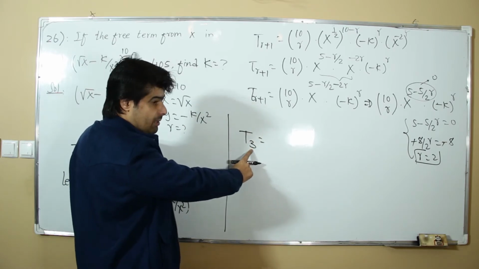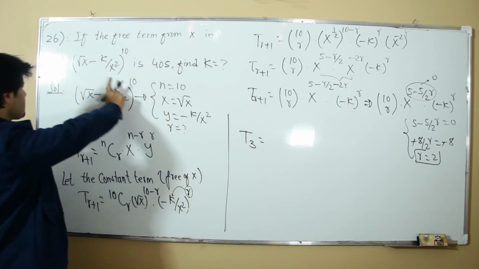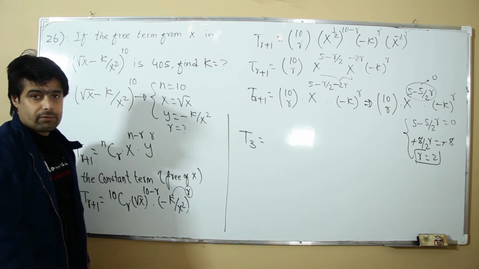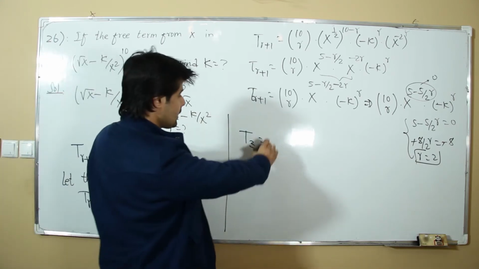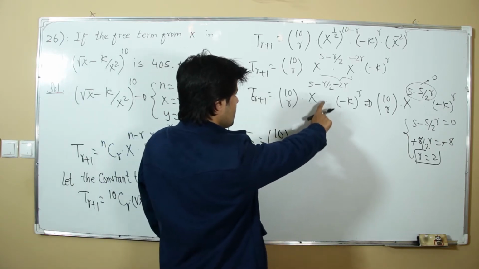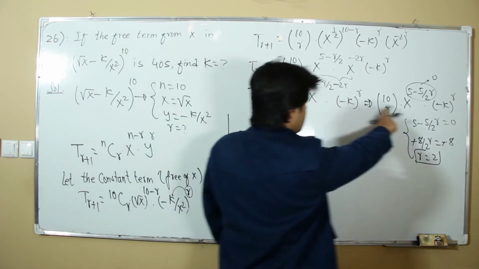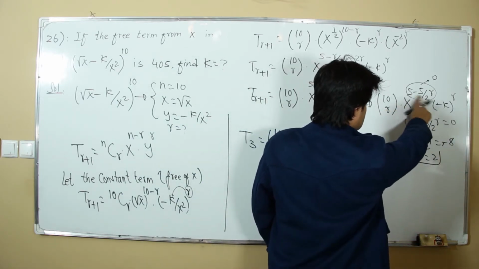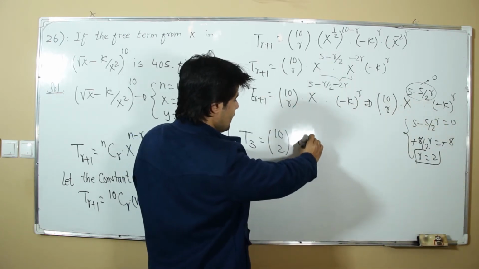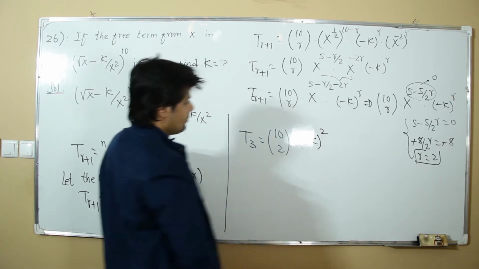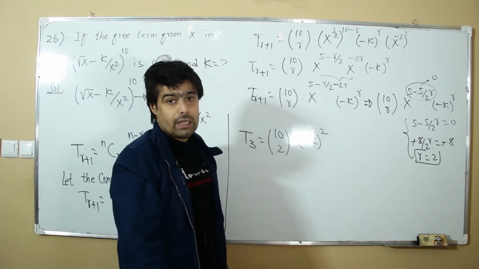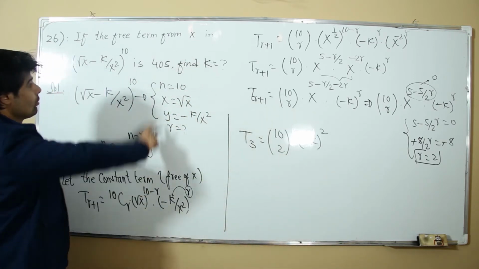It is the third term. If you expand this one, there is no x. It is independent of x, or free of x. So we can write 10C2, putting r as 2. If you put r as 2 in the power of x, it is 0. So x to the power 0 is 1, times minus k raised to the power 2. Now what is this? This is the constant term, or free of x term, and it is given as 405.